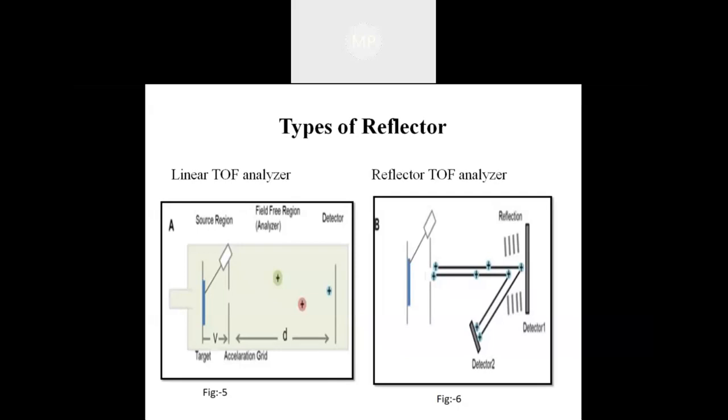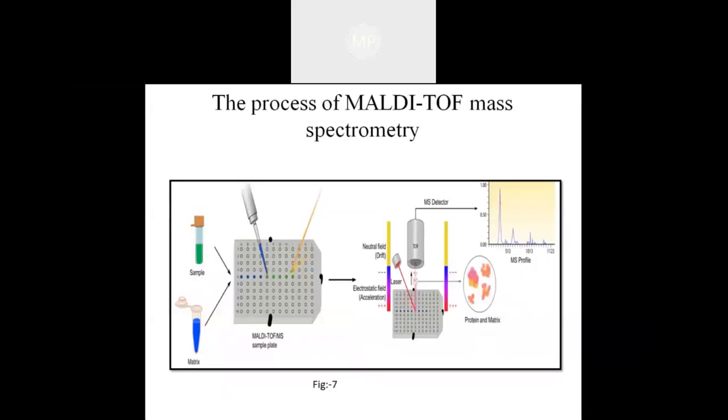So these are the two types of analyzers. The first one is the linear TOF analyzer, and the second one is the reflector TOF analyzer. The reflector TOF analyzer is not suitable for analytes that are not stable enough to survive the electric fields. Now moving to the next slide, this is the diagram of the process of MALDI-TOF mass spectrometry.